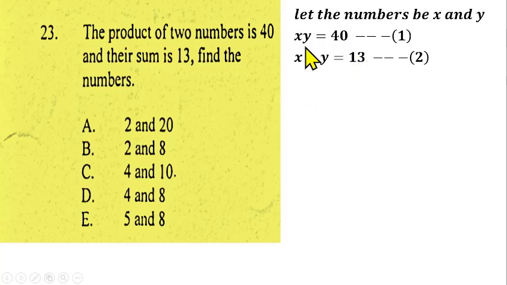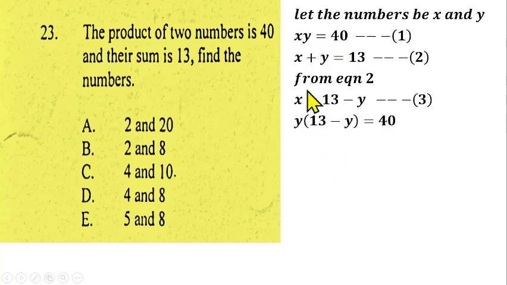So what can we do? We cannot use elimination here because we are having xy, so you have to use substitution. From equation 2, we can make either x or y the subject of the formula. In this case, we make x the subject of the formula. We have x equals 13 minus y, which we call equation 3. We can now put this equation 3 into equation 1 to find our x or y. So put this into 1. That means our x is 13 minus y. So put it here. We'll be having y into 13 minus y equals 40.